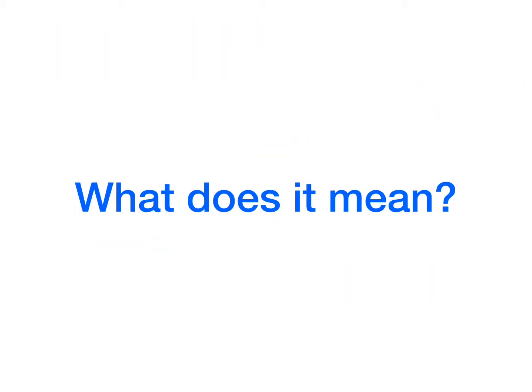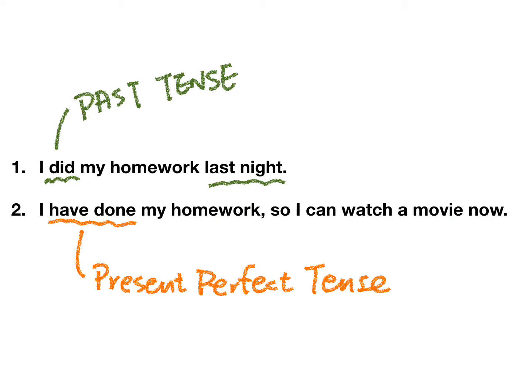So what does it mean? Let's take a look at these 2 sentences. The first one, I did my homework last night. The second one, I have done my homework, so I can watch a movie now. And based on my previous videos, I told you how to identify present perfect tense, right? If you see has/have with a PP, like the one in the second sentence, I have done my homework, have done is present perfect tense because has/have plus PP. And the first one, you know that it should be in past tense because you see the irregular verb, right? The did, I did my homework, is an irregular verb in past tense form. And also you see the words last night is something that happened in the past, so definitely it's a past tense. So based on the language form, we can identify the tenses, right?